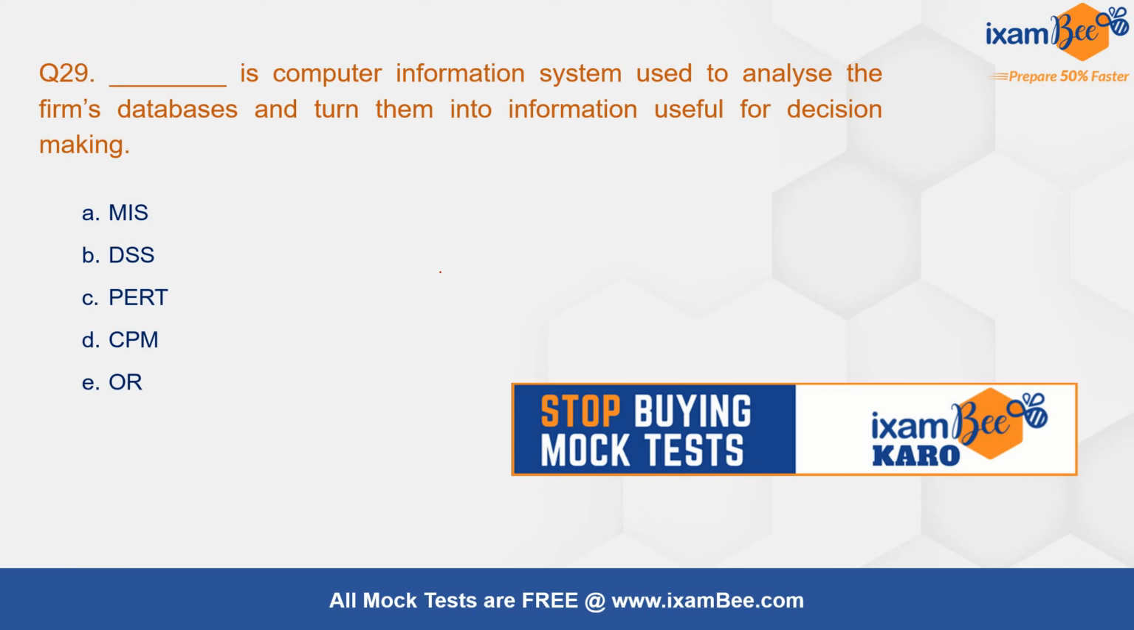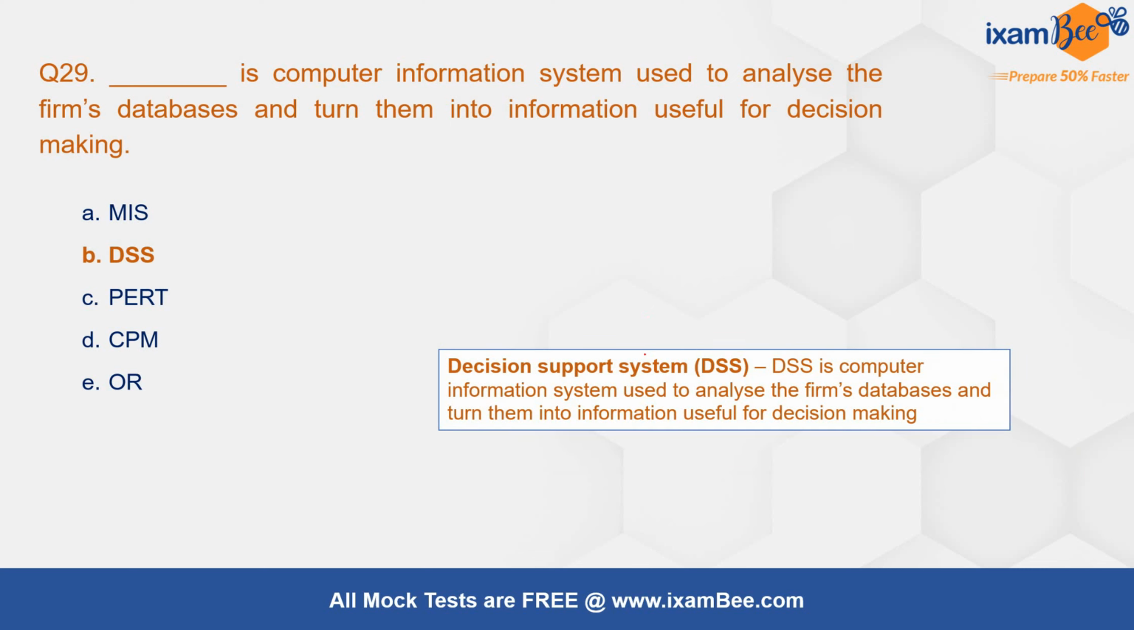Question 29. Dash is a computer information system used to analyze the firm's databases and turn them into information useful for decision making. The correct answer here is DSS. DSS stands for Decision Support System. It is one of the quantitative techniques of decision making, in which a computer information system is used to analyze the firm's databases, which will eventually help the organization or the management to take the decision.